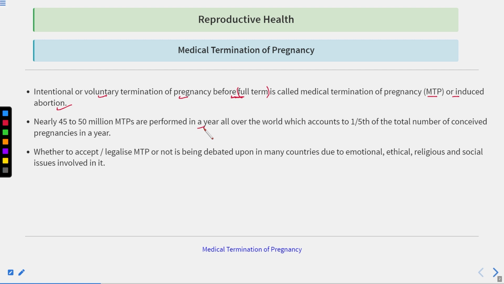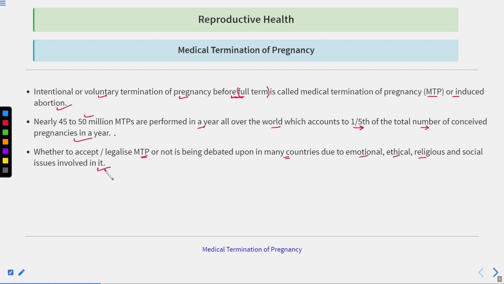Now, nearly 45 to 50 million MTPs are performed in a year. You can see the number is very high. These are performed in a year all over the world, which accounts for one-fifth of the total number of conceived pregnancies in a year. Now, whether to accept or legalize MTP or not is being debated in many countries due to the emotional, ethical, religious, and social issues involved in it.